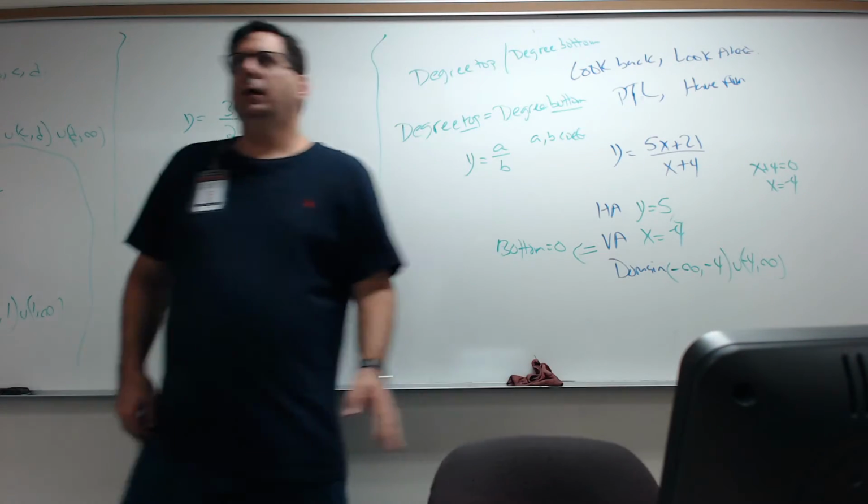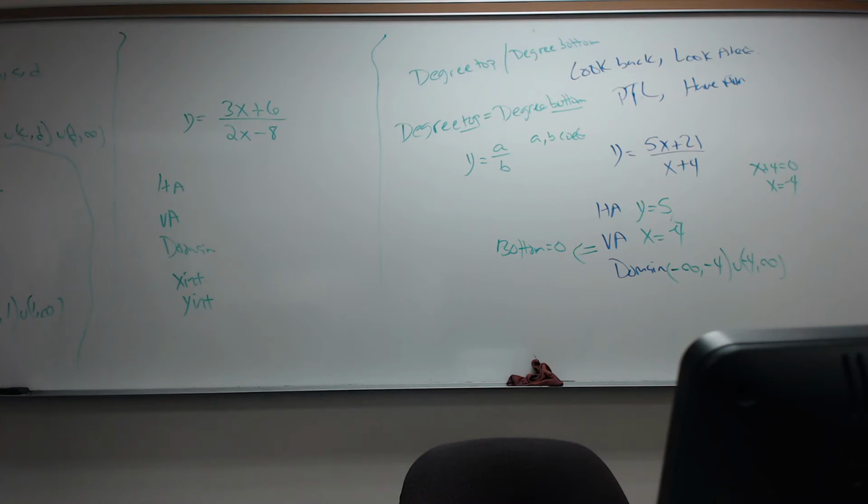All right. So now we've added a couple things to our discussion here. Before, we just talked about horizontal and vertical asymptote and domain. Now we're going to tack on the x-intercept and the y-intercept. That will conclude the 5 things you're responsible for on the first test, on the 4th test.